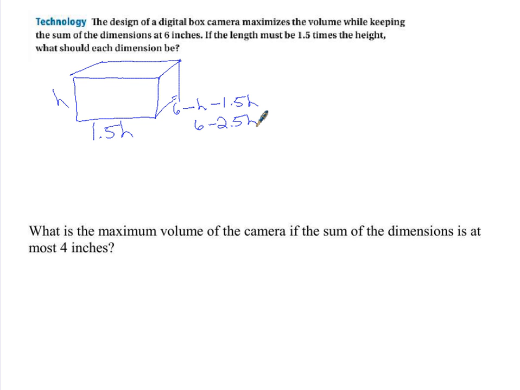Now, how do you calculate the volume of something? Yeah, you multiply those 3 dimensions together for this box. So we have volume equals the height times the length times the width.